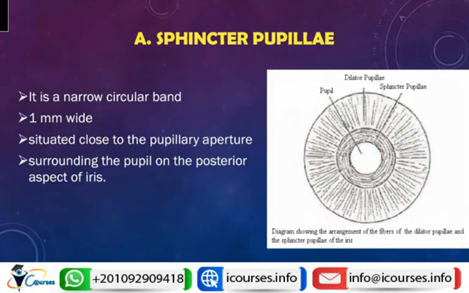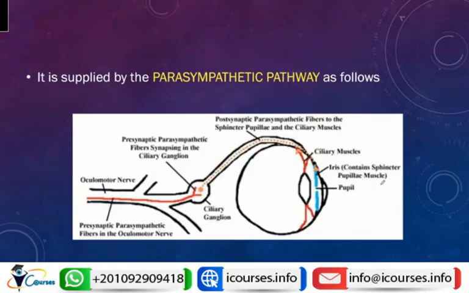The sphincter pupillae muscle acts as a narrow circular band around the edge of the pupil. So by its action, it will act as a sphincter and cause narrowing of the pupil. The constrictor pupillae muscle is supplied by the parasympathetic system, as we know, which comes from the oculomotor nerve. So the parasympathetic will pass with the oculomotor nerve, will relay in the ciliary ganglion, then the postganglionic parasympathetic fibers will supply the constrictor pupillae muscle or the sphincter pupillae muscle.